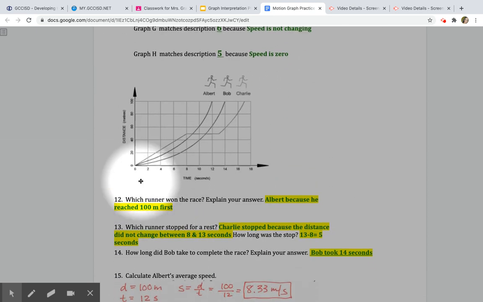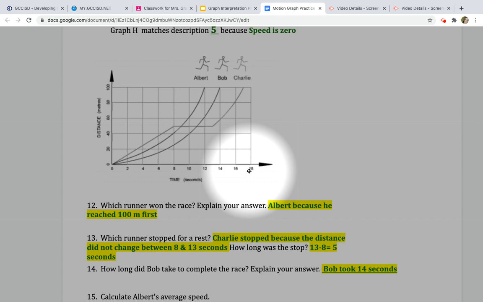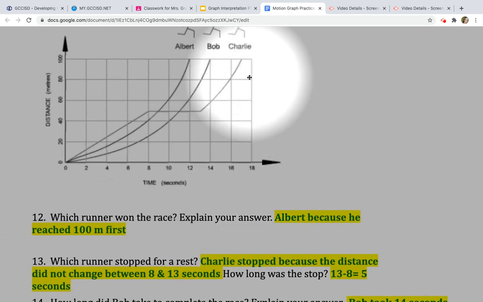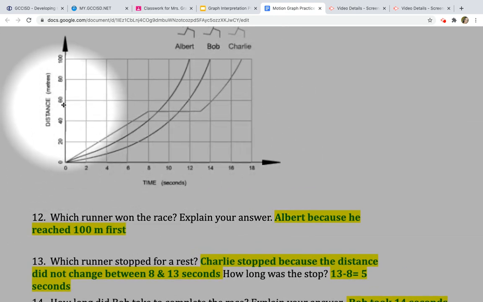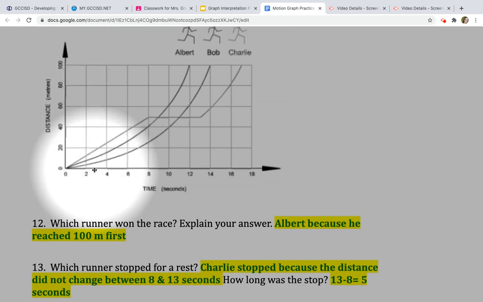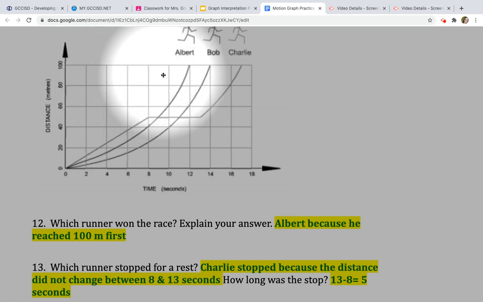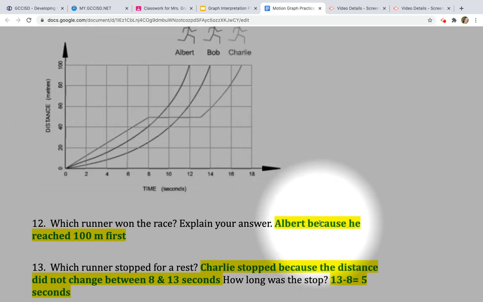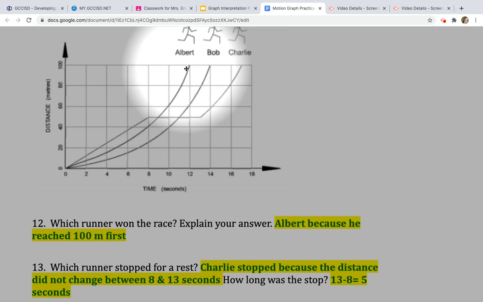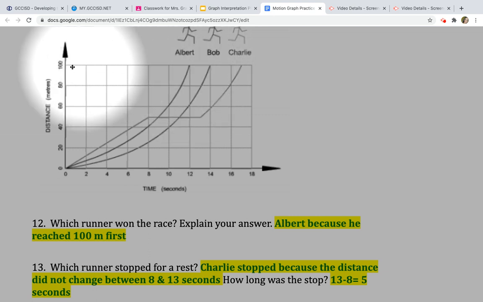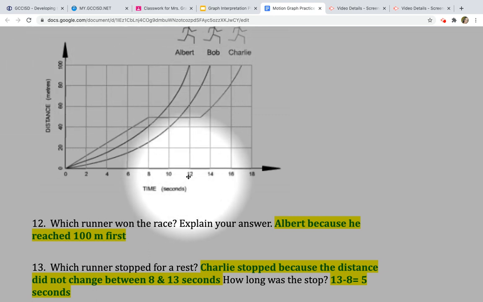Okay. Now, number 12, which runner won the race? Explain your answer. So we have 3 runners, Albert, Bob, and Charlie. Let's zoom in. In 18 minutes, they were given to run 100 meters. All right, so which one met that 100 meters first? All right, Albert, because he reached it first. So you can see in a shorter period of time, Albert reached 100 meters in 12 minutes.